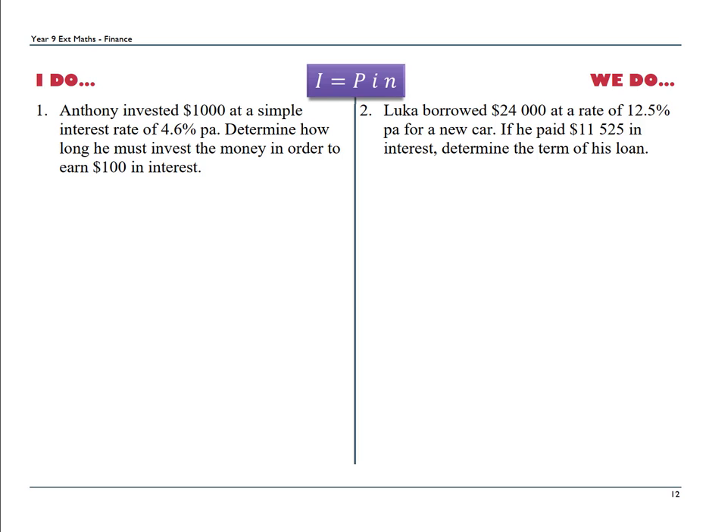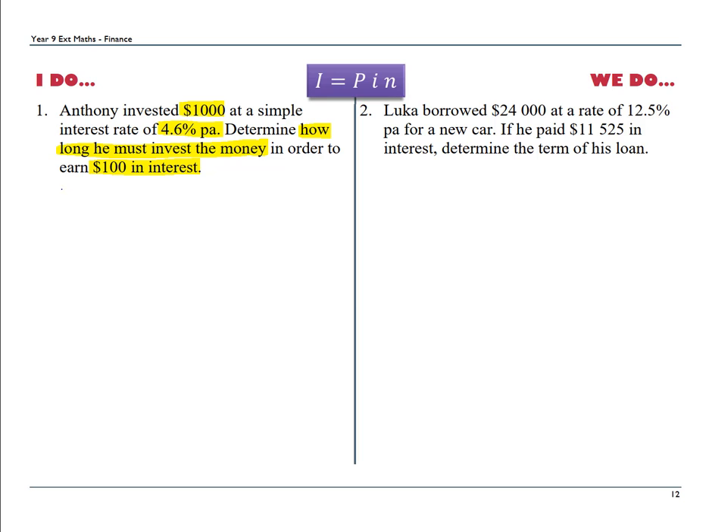Now let's start with one that I will do. Again, the formula is at the top. It's on your formula sheet, but hopefully you've remembered it. Question is, Anthony invested $1,000 at simple interest rate of 4.6% per annum. Determine how long he must invest the money in order to earn $100 in interest.